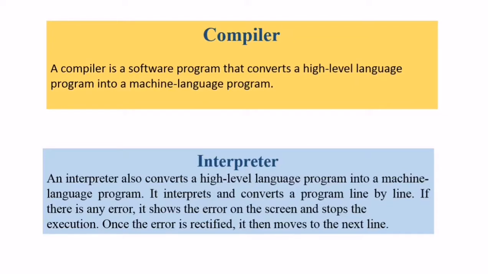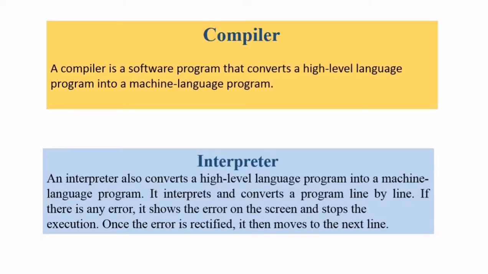Compiler. A compiler is a software program that converts a high-level language program into a machine program. It reads and converts the entire program at one time and then shows a list of errors. Means your compiler will take the whole program at a time and then it will find the errors if any error is there. Once all the errors are rectified, the output of the program is generated.